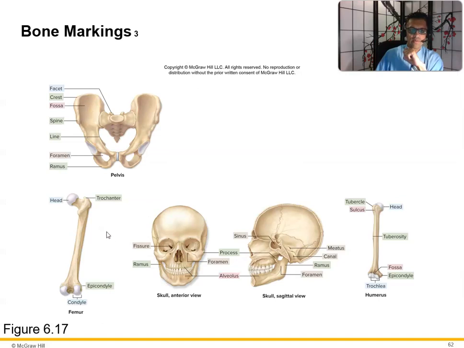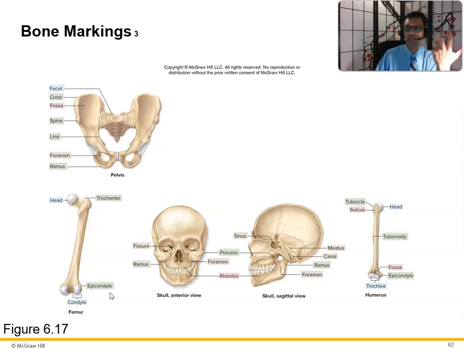If you're looking at these bone markings, here's a trochanter, here's the head, an epicondyle, then you have a condyle, which is larger. Those are fissures, the ramus, foramens are openings, alveoli, and a sinus is an opening. You have a ramus on the pelvis and a ramus on the jaw. A lot of times you might have multiple things.